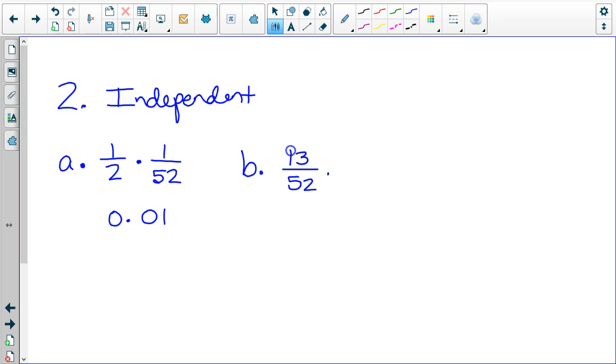A spade and an ace of spades. 13 out of 52 times 1 out of 52. Very good. Now that problem would be harder to do if it was without replacement, right? Okay, so what do you get for that one? Say again. 0.005. You second that? Thank you. Yes.